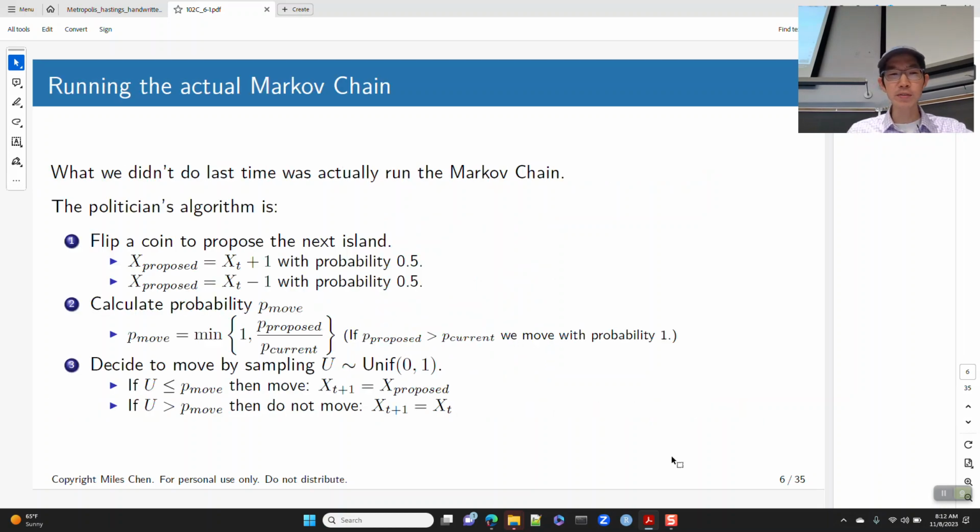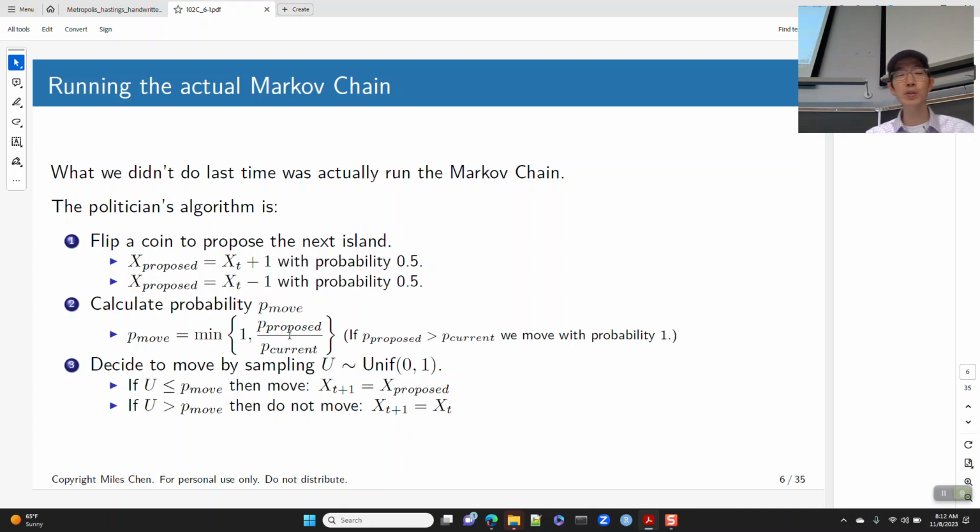So that's where we left off, and so we can actually run the Markov chain. Maybe we did, or maybe we didn't do this. So what you'll see in the code is that we're going to just flip a coin, and we will propose either our current island, so current island is x at time t, and we will propose x at time t plus 1, or x at time t minus 1. Okay, so for island 4, we'll propose island 5 or island 3.